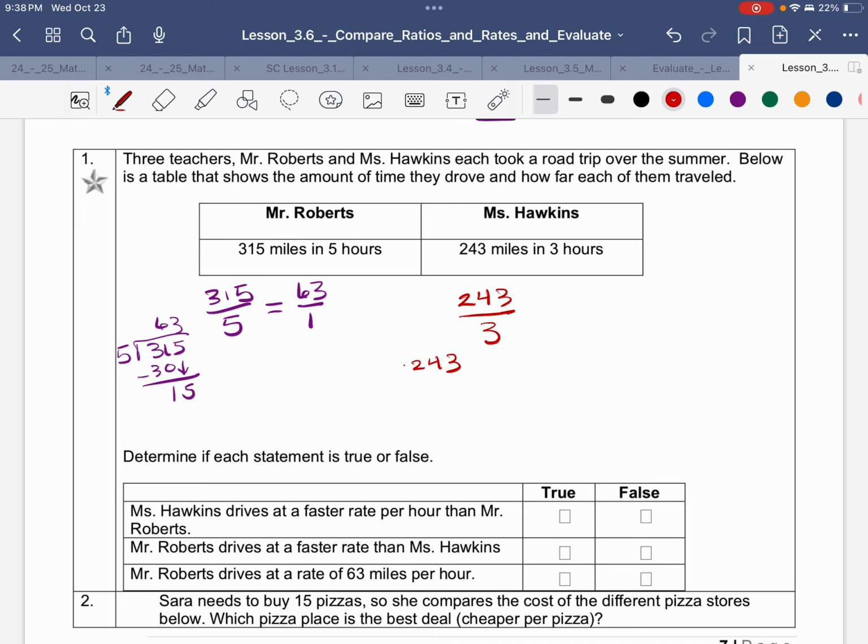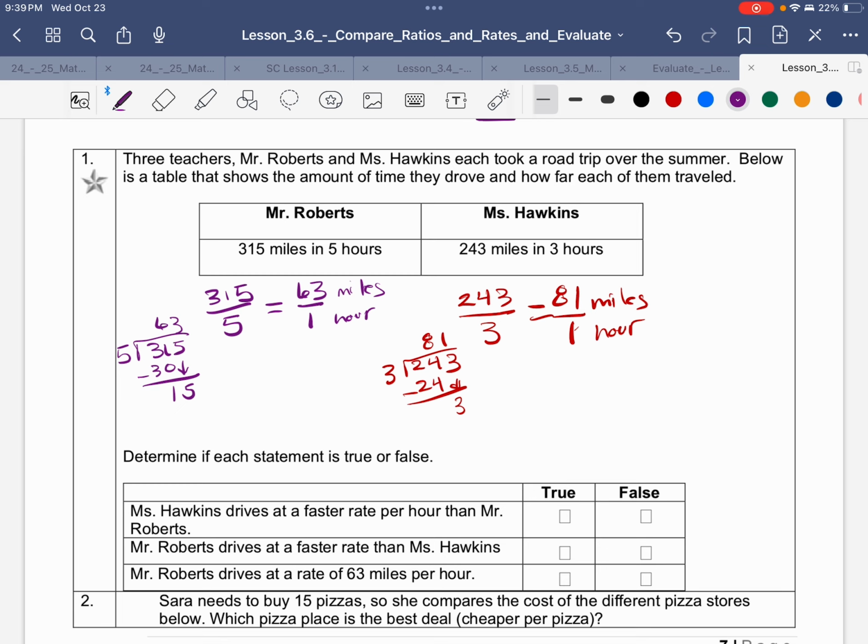243, 3. This is 8, 24. Drop your 3, 1. So in 1 hour, we're doing 81 miles. Okay. So Miss Hawkins drives at a faster rate than Mr. Roberts. Miss Hawkins is driving 81 miles in an hour, and he's driving 63 miles in an hour. So Miss Hawkins is driving faster.